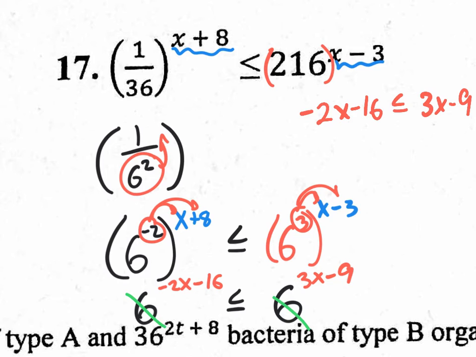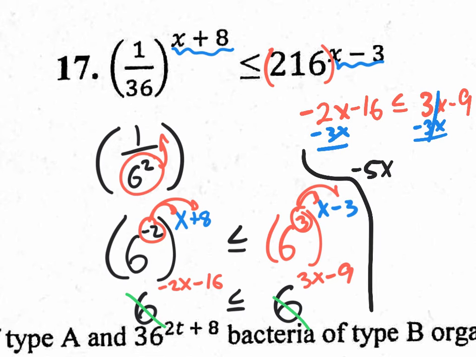So now let's get x by itself on one side. Let's move this 3x by subtracting it. Your new inequality will read negative 5x minus 16 is less than or equal to negative 9. And then if you add 16 to both sides, you'll end up with negative 5x is less than or equal to 7.